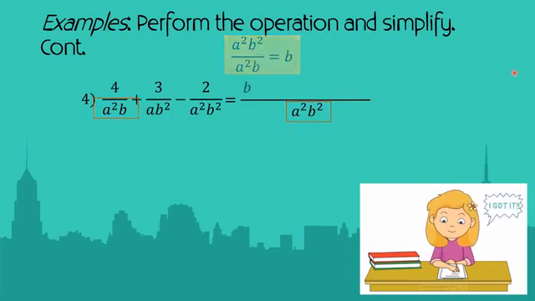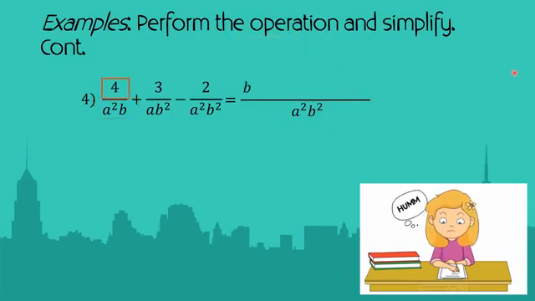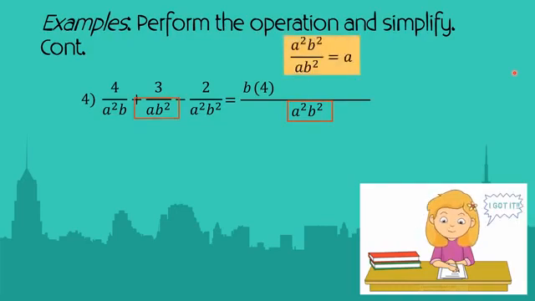Okay, so you have now b, and then times our numerator, that is 4. So you have times 4. Okay, so let's proceed now with our second denominator, that is a squared b squared divided by ab squared. Okay, so that is now equal to a. So we divide the common factors. You have a squared divided by the a. So subtract the exponent, you will have a to the power of 1, or that is just a. And then b squared divided by b squared is equal to 1.